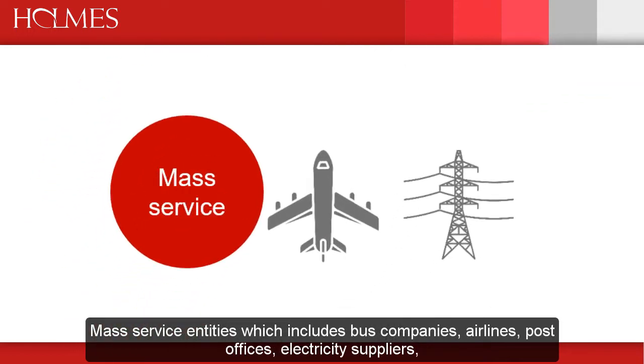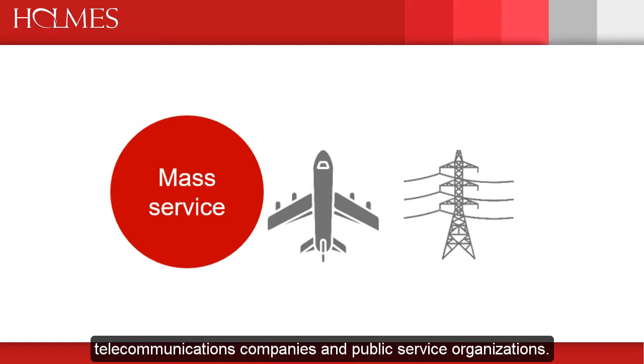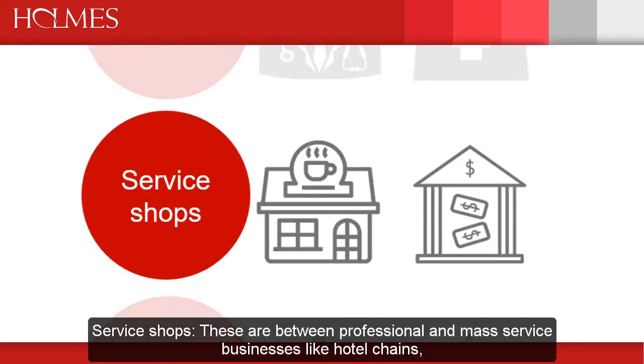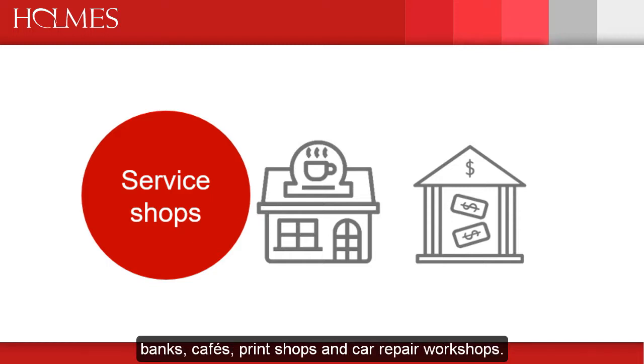Secondly, there's mass service entities which include bus companies, airlines, post offices, electricity suppliers, telecommunication companies, and public service organisations. Here, the staff are mainly non-professional and the focus is more on what is delivered rather than how it is delivered. Then finally, there's service shops. These are between professional and mass service businesses like hotel chains, banks, cafes, print shops, and car repair workshops.